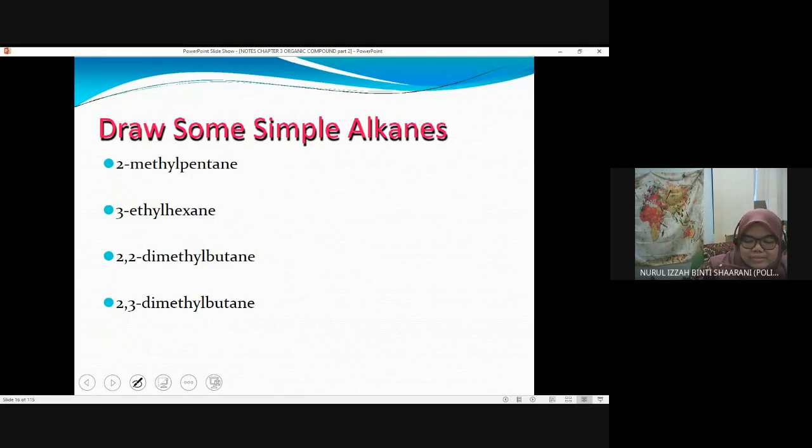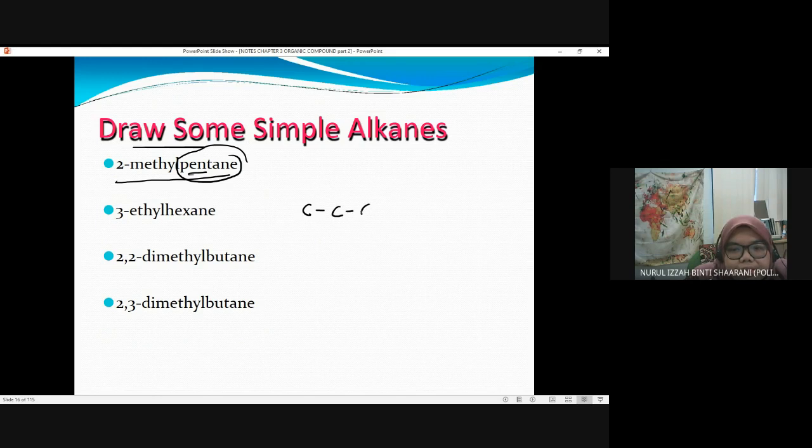Fahamlah. Tak ada. Bagus. Okay, so now kita nak draw some simple alkanes. So from the IUPAC name given, how we are going to construct the structure. So first kita ambil lah 2-methylpentane ni. When we are going to construct the structure, we are going to see the parent change first. Kita nak buat basic structure tu dulu, so that means we have to refer to the parent change. So let's say this one, pentane, so this is a parent change. Pen referring to the 5 number of carbon.